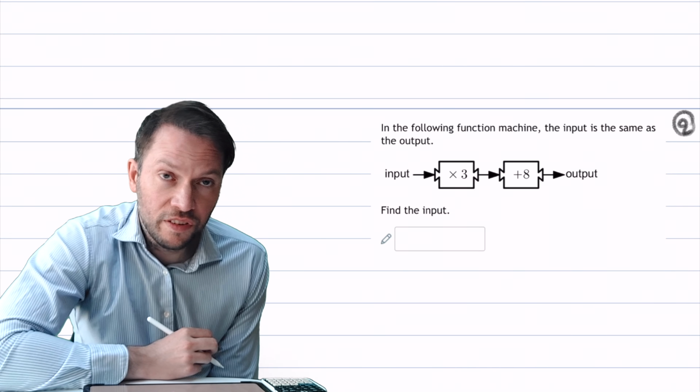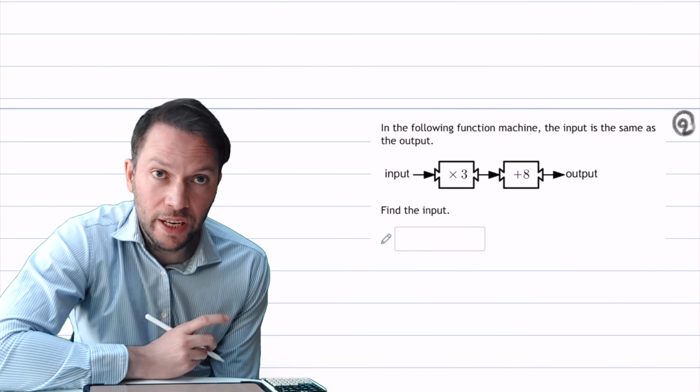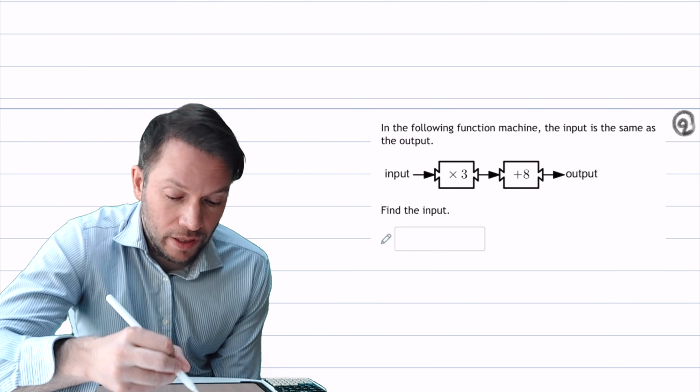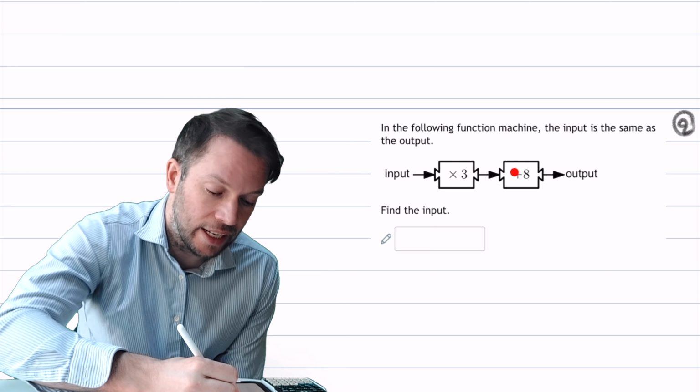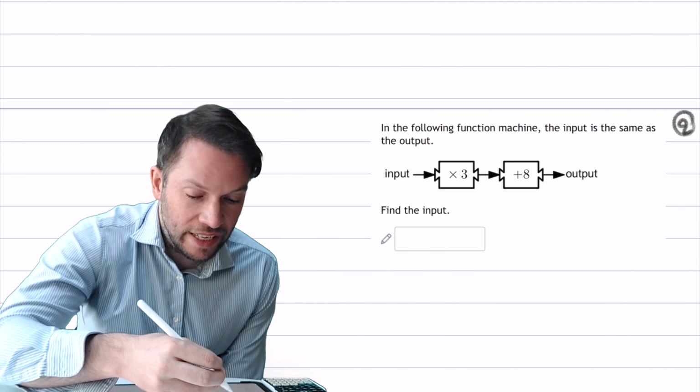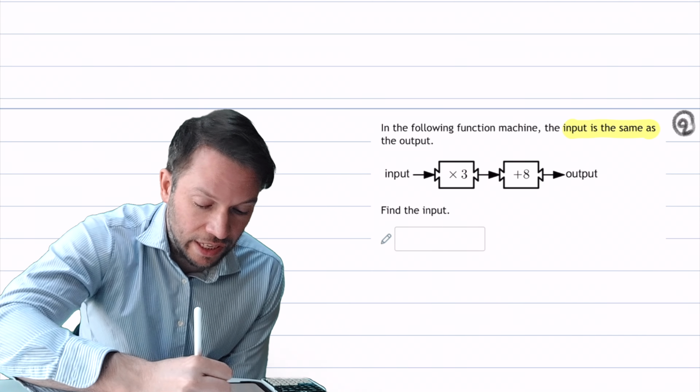In this video, we're going to solve a problem involving a function machine, and we're going to use algebra to do it. Because in this function machine, we've got some input, you're timesing it by 3, you're adding 8, and that gives you the output. But it tells you that the input is the same as the output.